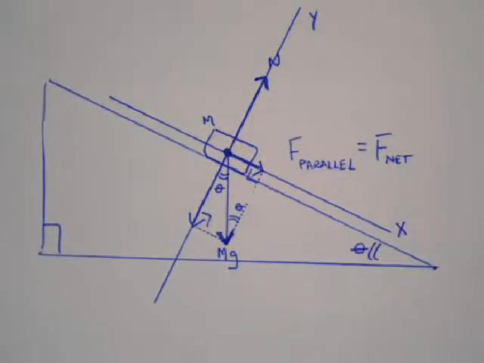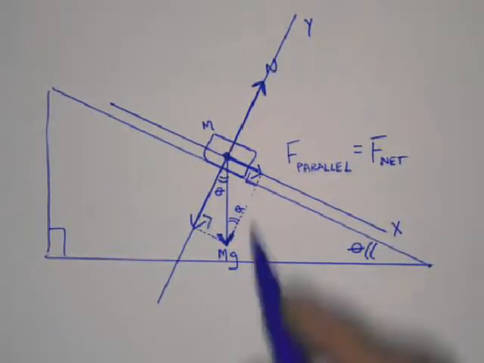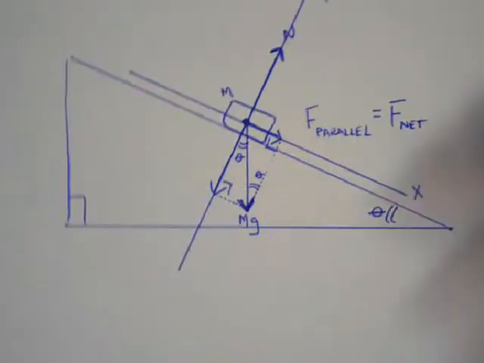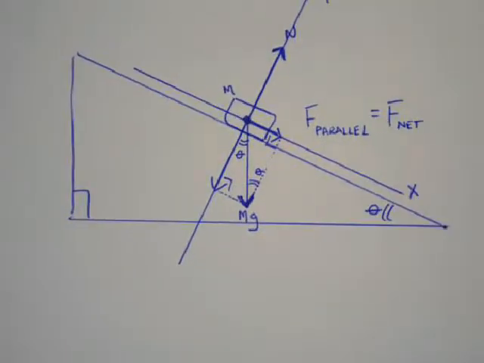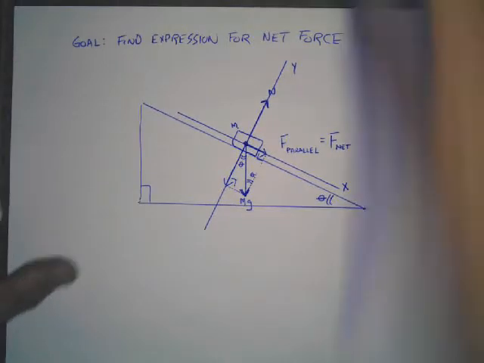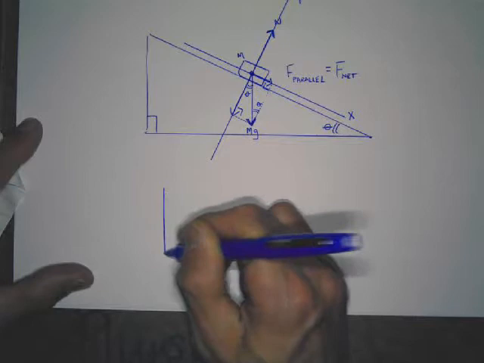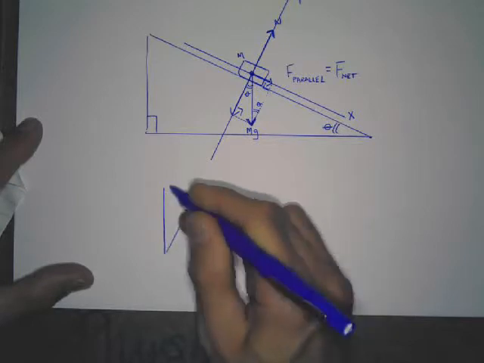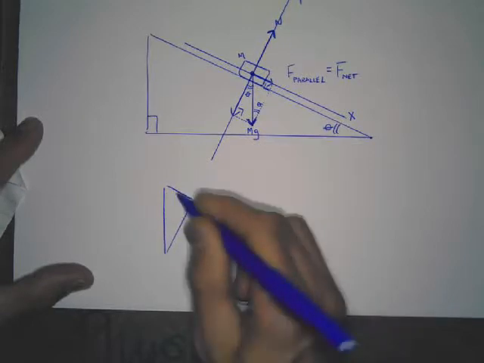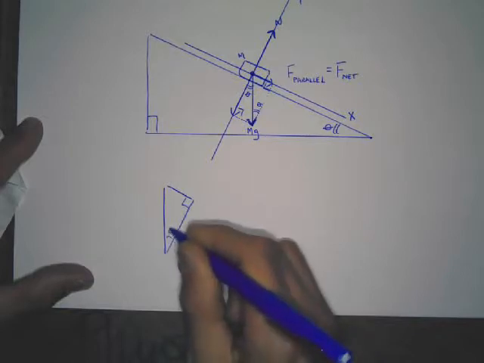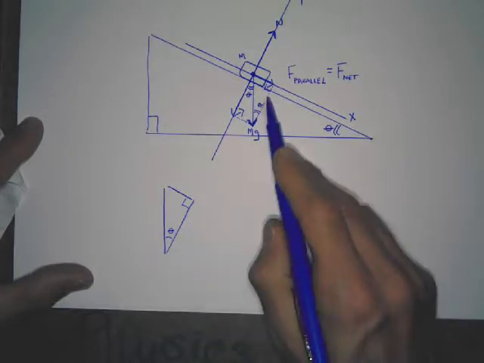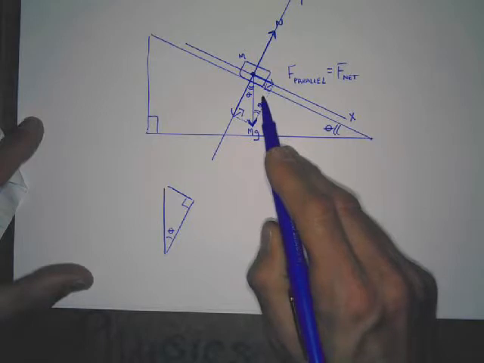Okay. So if we know that, that's actually really important because now you have a situation where you can use trigonometry. So I'm going to copy this down here, and I'm going to pick the triangle that was on the right side, I guess.